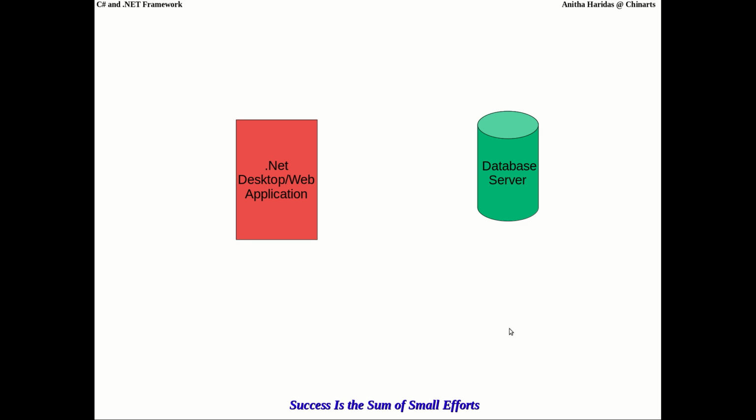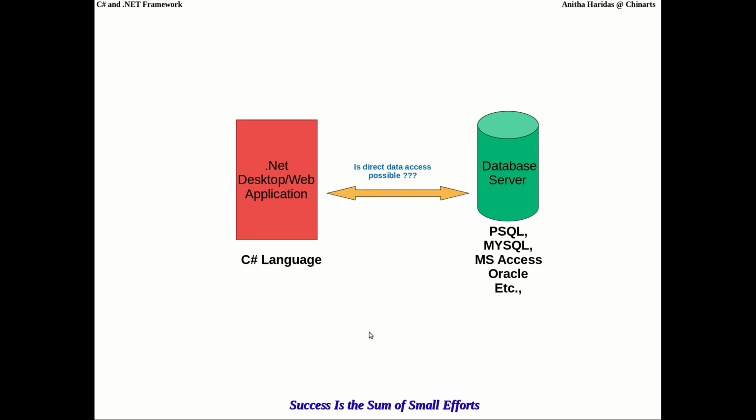Now when you have this question, your .NET application will be developed using the C# language, whereas your database server may be a PostgreSQL or a MySQL database server, or it may be MS Access, or it may be Oracle, or any other database management system for that matter. If so, the question that arises here is whether a direct data access is possible between the desktop or web application and the database server.